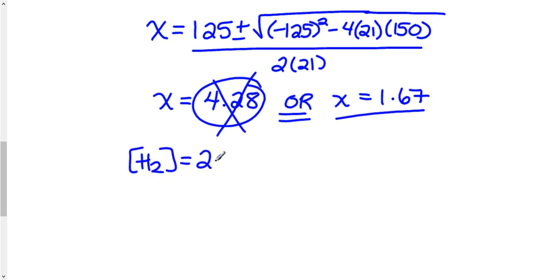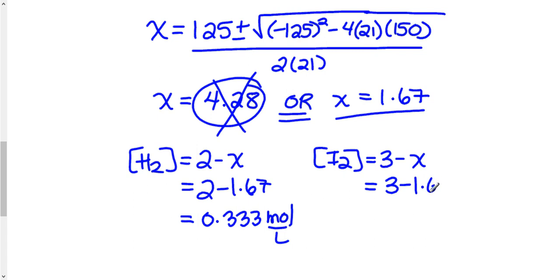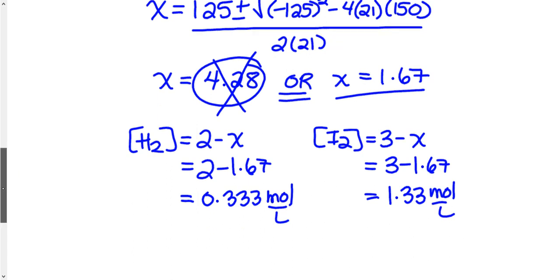So 2 minus x for hydrogen, so 2 minus 1.67, and that's going to give you 0.333 moles per liter, and you want 3 significant digits here. Then you're going to do the same thing for iodine. Iodine, so 3 minus x, so 3 minus 1.67, that'll give you 1.33.